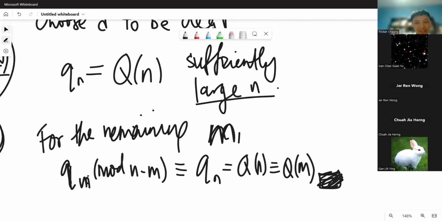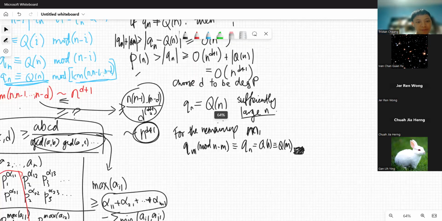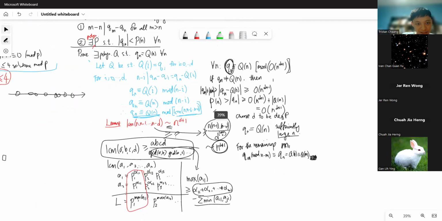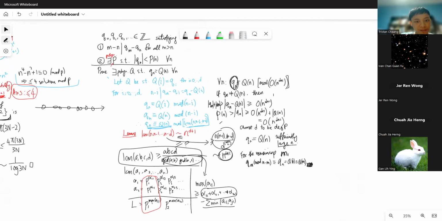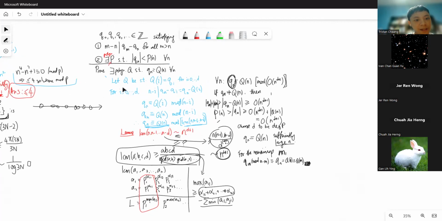Okay, any questions for this problem? So I'll just repeat the proof, a very summarized version of the whole proof.